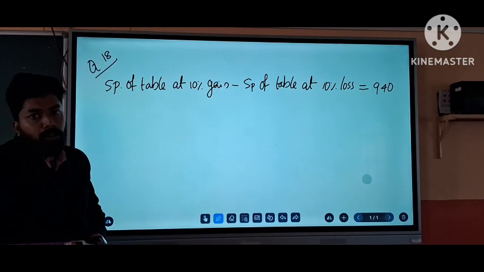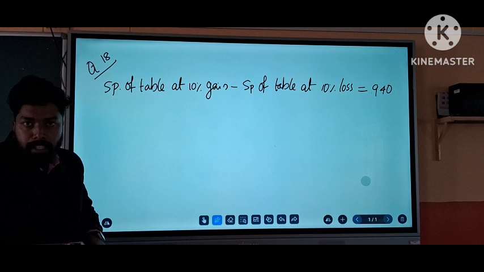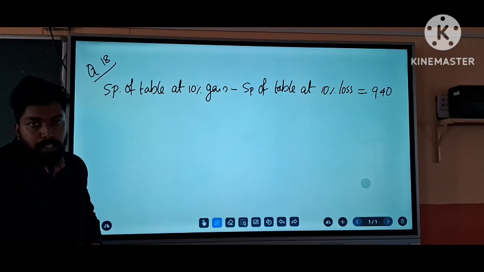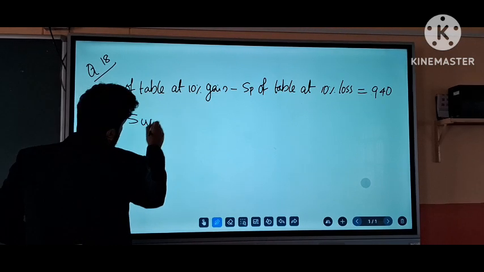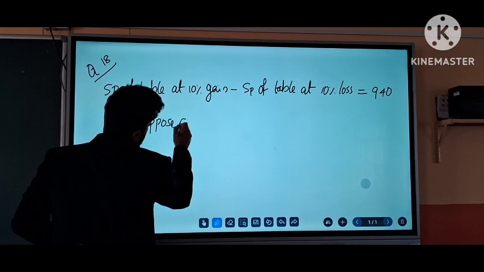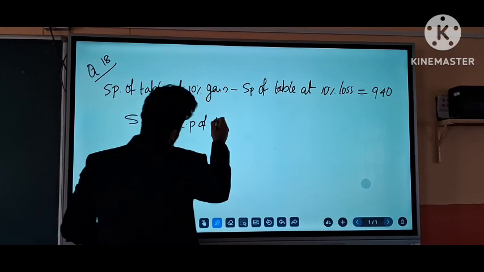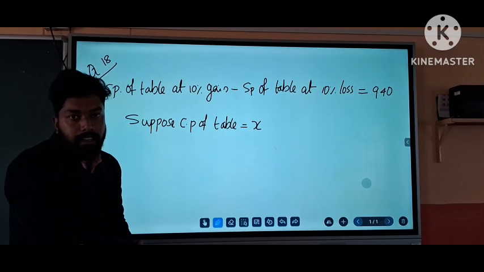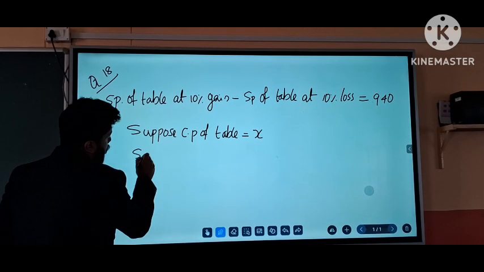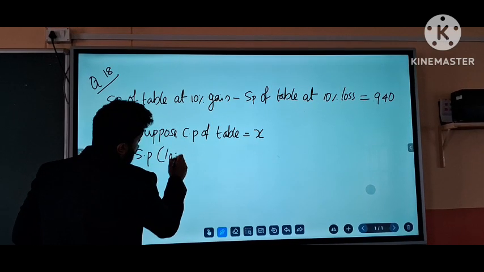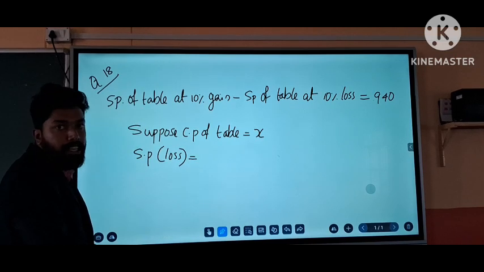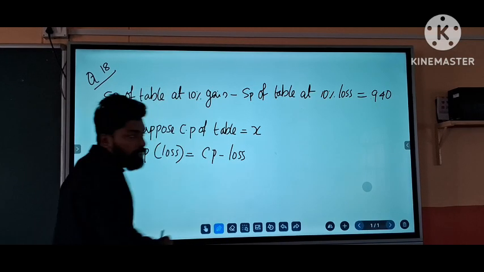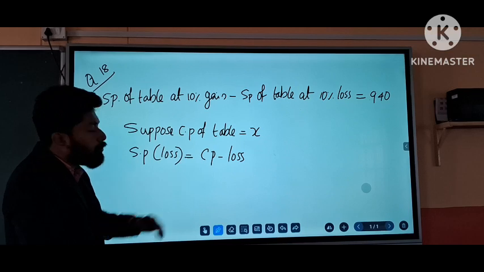Okay. Now we don't know the selling price of the table at 10% gain and the selling price of the table at 10% loss. We want to derive those things. So first of all we assume that the cost price of the table, CP of table, is X rupees. Is it clear? So what is the selling price in the case of loss? Yes, selling price in the case of loss is CP minus loss.